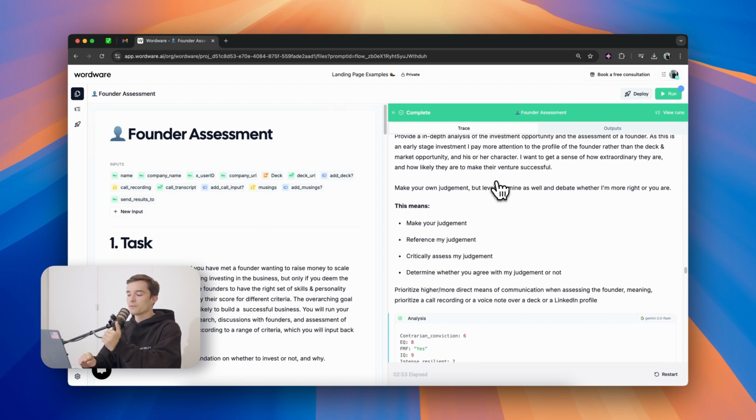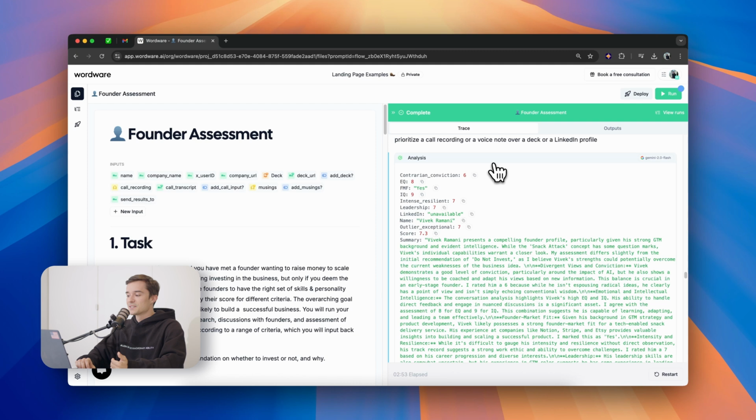Here, as you can see, I've instructed the agent to make its own judgment. And this is the exciting part, because I want it to reference my judgment, remember the thoughts that I've inputted, but I don't want that to direct the entire line of thinking. I want it to critically assess my judgment and to determine whether it agrees with my judgment or not. And so that's the interesting part, because I want it as an agent to operate like a VC analyst would operate. I don't want it to say, oh yeah, you're right, absolutely, this founder is phenomenal, let's go for it. I want it to critically say, yes, but, or the other way around.